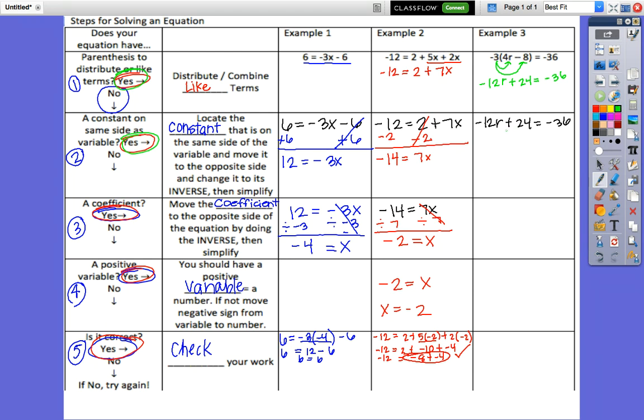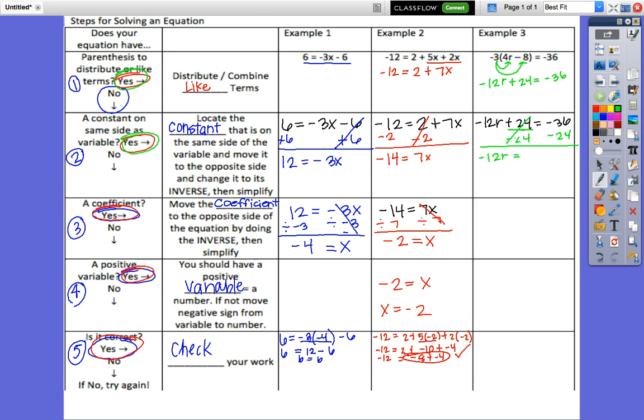All right, this is my constant that's on the same side as the variable. It's being added, so I'm going to subtract 24 from both sides of my equation. I bring down my negative 12r. Positive 24 minus 24 gives me 0. And I've got negative 36 minus 24.